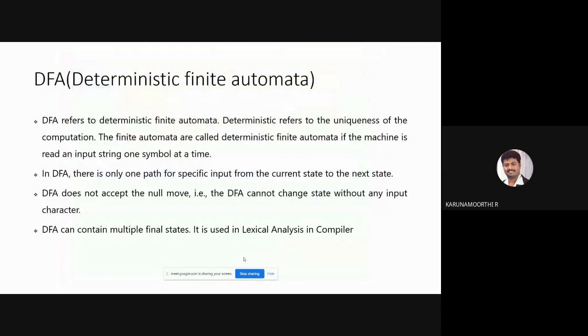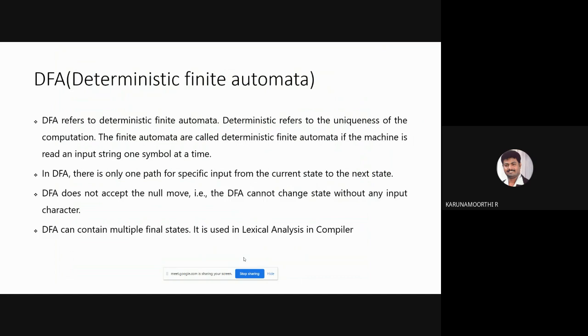In the last video lecture itself, I told about NFA, DFA and all. So let us quickly recap what we mean by DFA. The expansion of DFA is deterministic finite automata. Deterministic means the uniqueness of the computations. So this finite automata is called deterministic finite automata if the machine is reading the input string one symbol at a time. In DFA, there is only one path for a specific input from the current state to the next state. So in DFA, only one path, and it will read only one input symbol at a time.